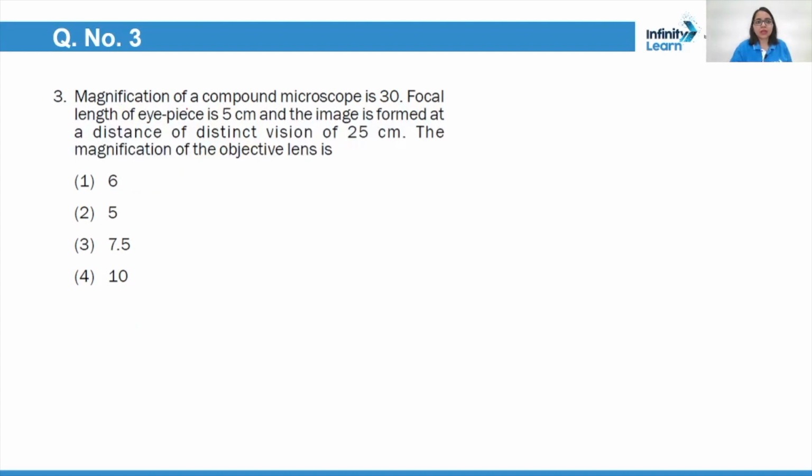Question number 3. Magnification of a compound microscope is 30, the focal length of the eyepiece is 5, and the image formed is at the least distance of distinct vision. The magnification of the objective is? So, magnification is the magnification of the objective into 1 plus D upon fe, which is 1 plus 25 upon 5. So, MO will be 30 upon 6, and that is equal to 5. So, the correct answer is option 2.